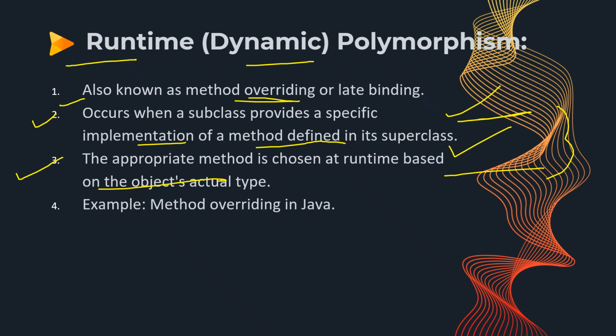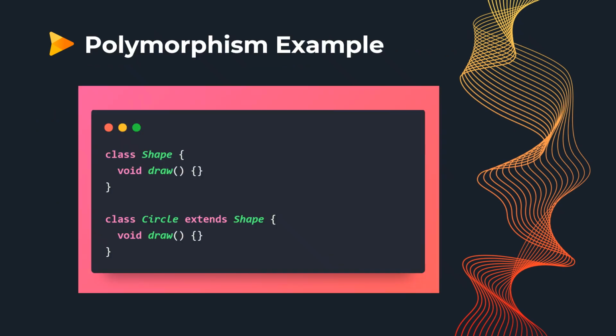So this will be decided during runtime. This is known as runtime polymorphism. An example is method overriding in Java. Now we are going to see this by using a program.